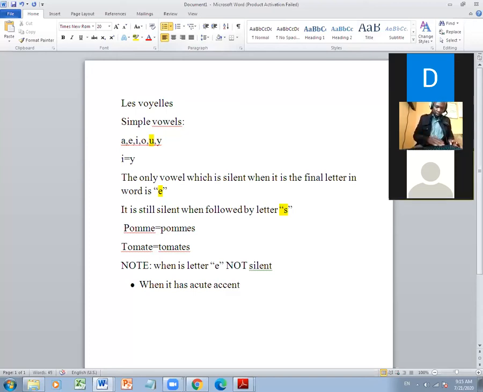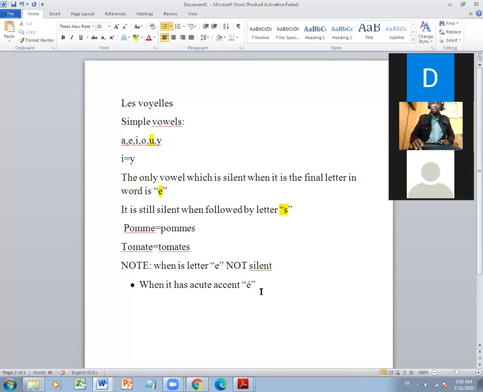When it has acute accent, and let me show you what I mean by acute accent, that will be that. You see what I've written? Yeah, that is very important. When it has that acute accent, even if it's the final letter, it is pronounced. So pronounced as letter A. We say close A. Okay.